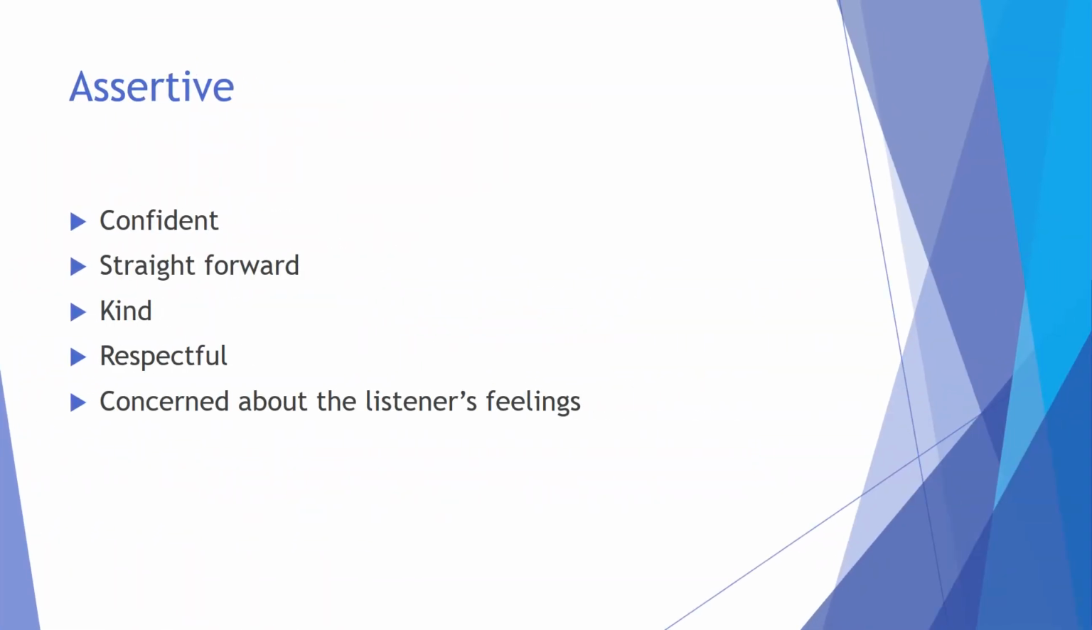Last, there is the assertive speaking style. This one is going to be confident and straightforward, so they are going to get their message across. But they are going to do it in a kind and respectful way that is considerate of the listener's feelings. This speaking style is the best way to communicate information on a daily basis because it clearly gets the message across, but is still respectful of the listener and the listener's feelings.